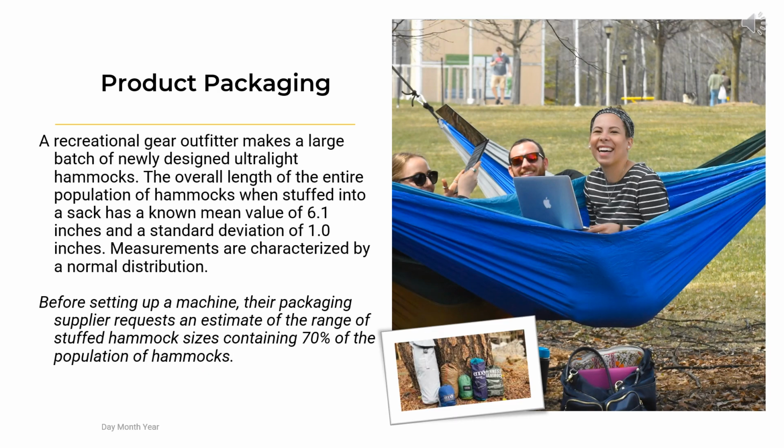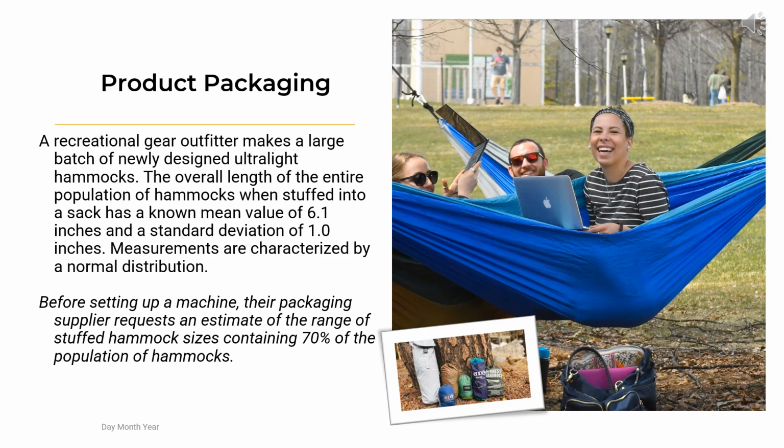Let's take a look at an example of these applications in practice. Consider a product packaging scenario. A recreational gear outfitter makes a large batch of newly designed ultralight hammocks. The overall length of the entire population of hammocks when stuffed into a sack has a known mean value of 6.1 inches and a standard deviation of 1.0 inches. Measurements are characterized by a normal distribution.